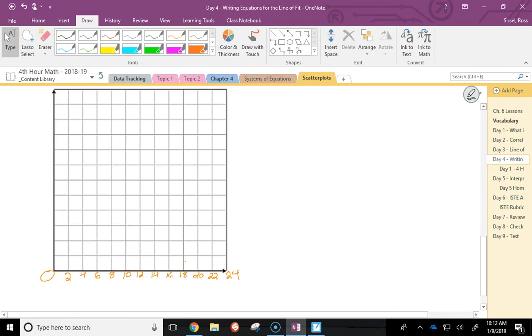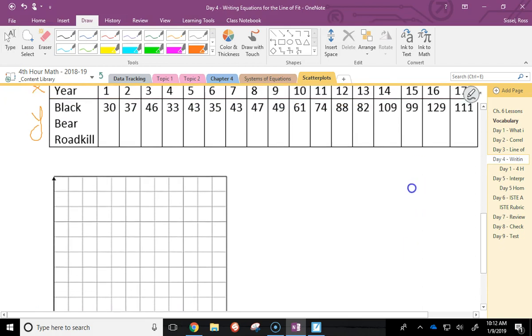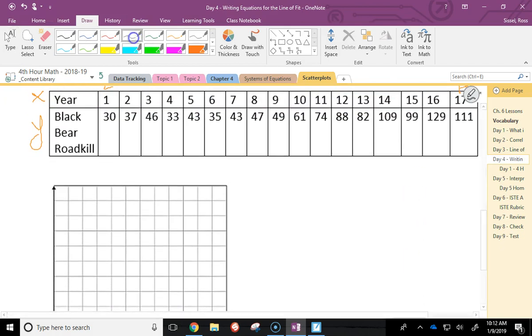So my first thing is, I had to label my x-axis. So I start at 0. We always start at 0, and I'm going up by 2. My y-axis is going to be the one that is different. For my y-axis, we'll do it in purple. Dusty was telling me we have to find our high and low. So what's the highest number of black bears killed? Oh, that's 129. This is our high. What was the low number? 30. Okay.